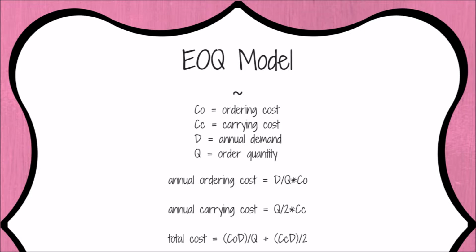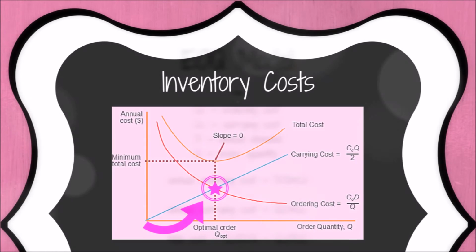Alright, now this is where we start looking at the formulas to actually read our data. As you can see here, CO represents the ordering cost, and CC represents the carrying cost, D represents annual demand, and Q represents the order quantity. To find the annual ordering cost, you have to divide the demand by the order quantity and multiply that by the ordering cost. To find the annual carrying cost, you have to divide order quantity by 2 and multiply that by the carrying cost. And to find the total cost, you just have to multiply the ordering cost by demand and divide that by the order quantity. Then you add that to the carrying cost multiplied by order quantity divided by 2.